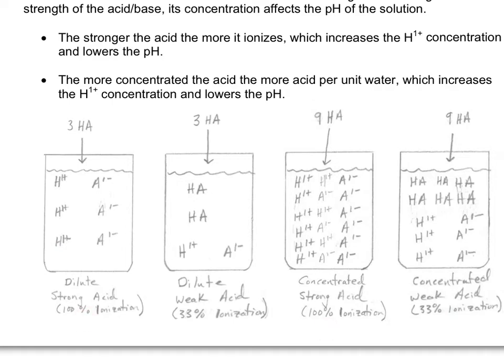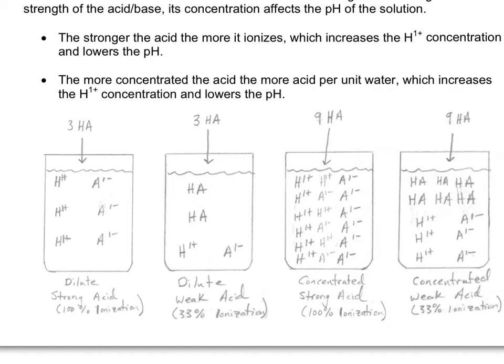Here you can compare beaker 2 and beaker 4 and see the same effect. They're both weak acids with only 33% ionization. Only 1 out of 3 acids fall apart. The difference between these two beakers is the concentration. Here I've put in a dilute solution, 3 HAs, compared to a concentrated solution, 9 HAs. Here I have 3 H+ produced. That gives me a lower pH than the 1 H+ produced in beaker number 2.